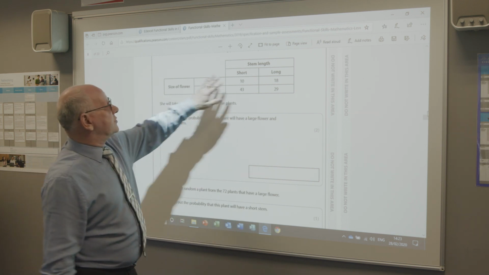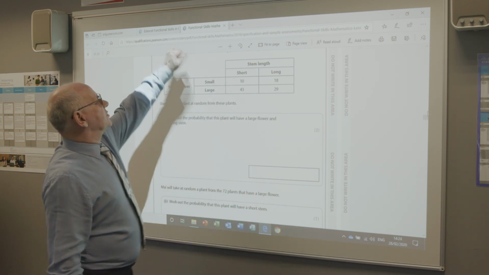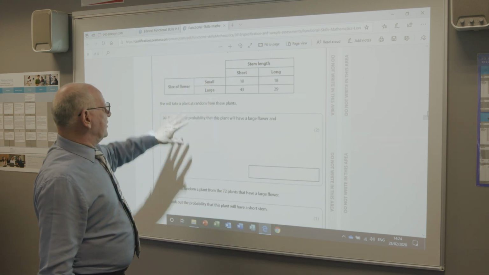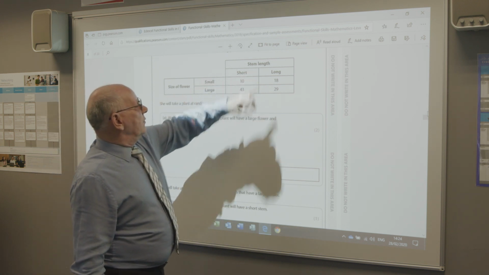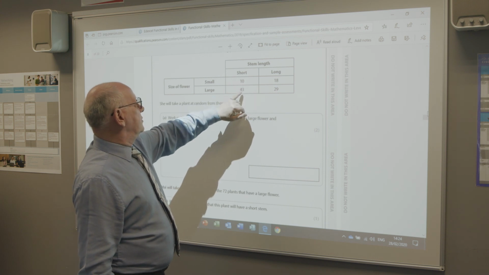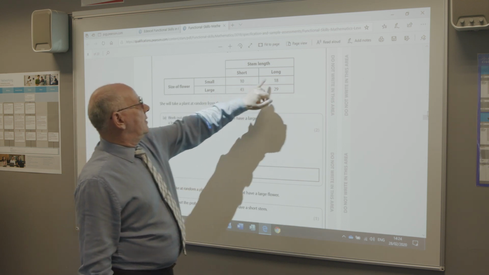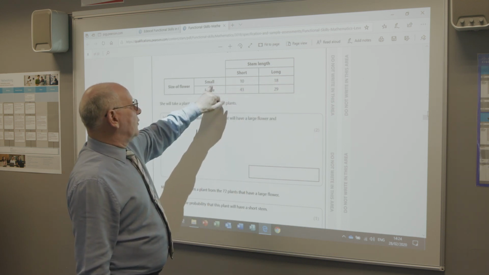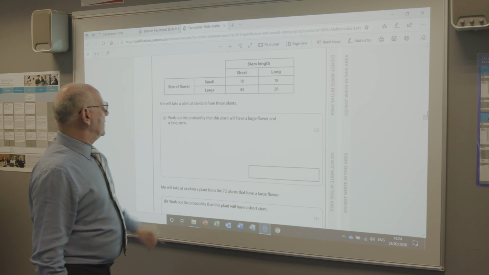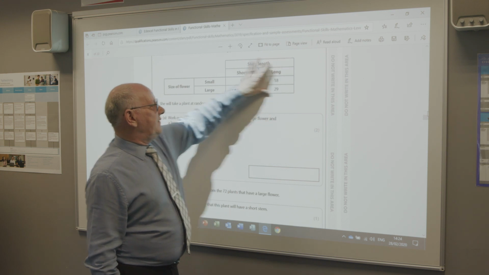These are flowers in a garden centre. You can't see the rest of the question, it's up here somewhere. Or the rest of the explanation rather. Questions are here. So we've got a little table. We've got a stem length of short and long, 10 short with a small flower, 43 short with a large flower, 18 long stemmed with a small flower, and 29 long stemmed with a large flower. So, all you've got to do is read that and get the information that you need.